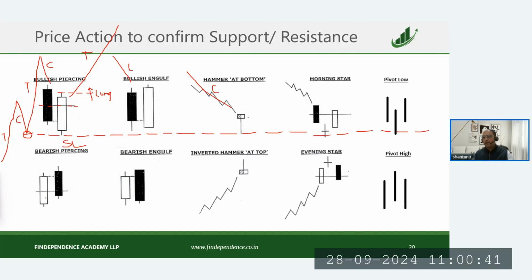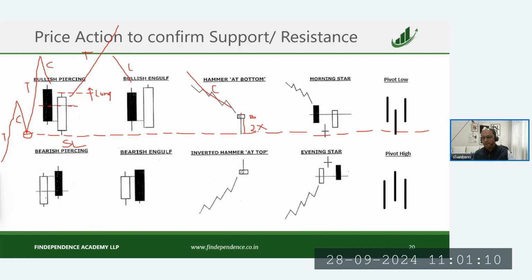Now hammer is a candle where the body of the candle has to be at the top of the candle. It should have a very small upper wick. The upper wick, if at all it is there, should be smaller than the size of the body, and the lower wick should be at least twice the size of the body.